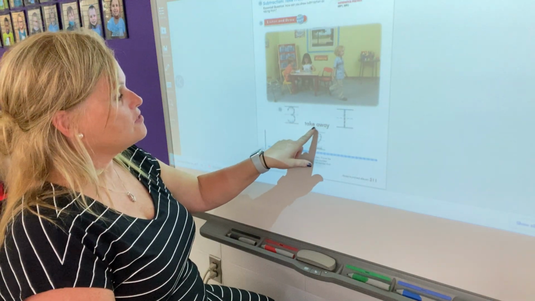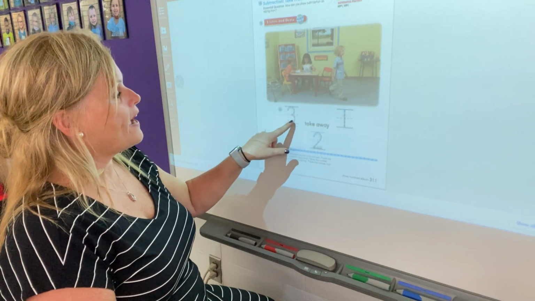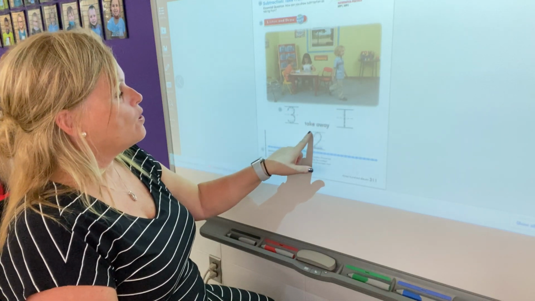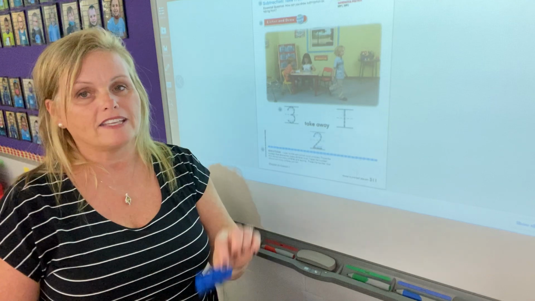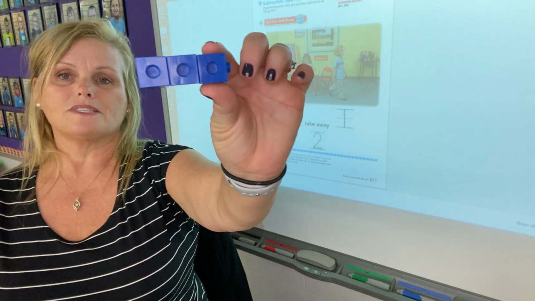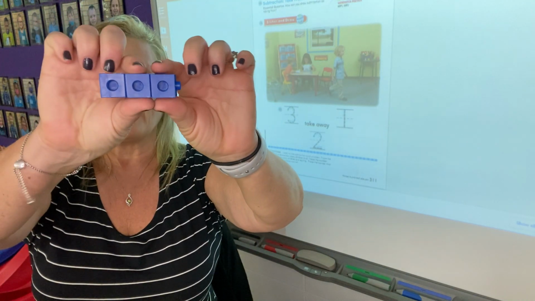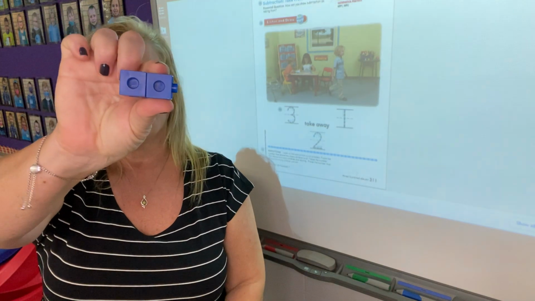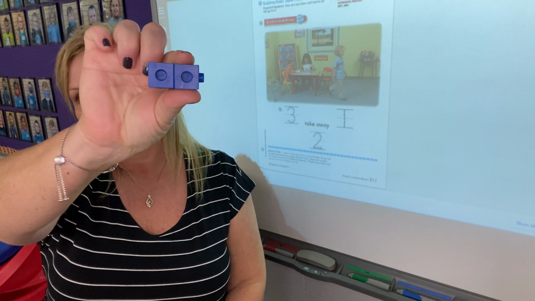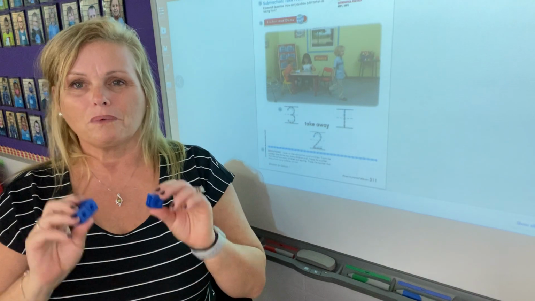So go ahead and trace these numbers. 3, and these are the words take away. So if we have 3 and we take away 1, we're going to have 2 left at the end. I have 3 cubes. If I have 3 cubes and I take away 1, how many do I have left? I have 2.